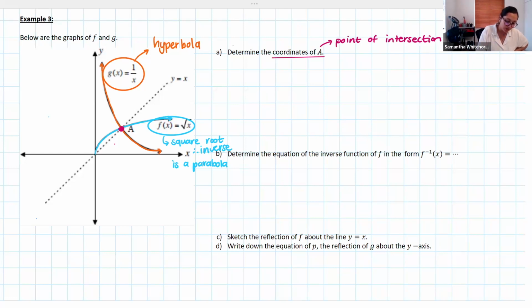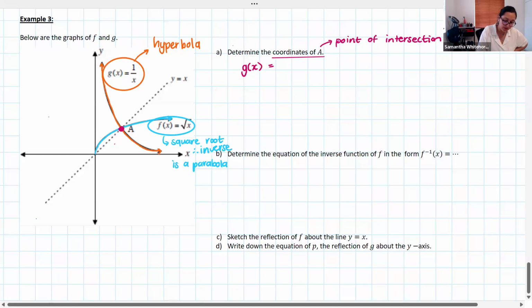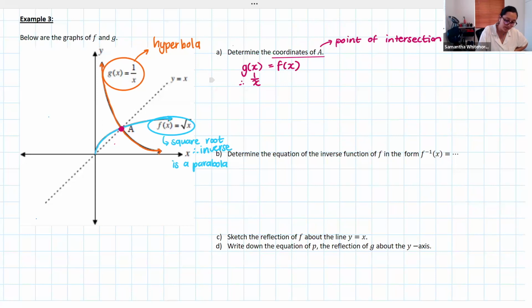So what we want to do is take g of x and make it equal to f of x. G of x was 1 over x. F of x was square root x. And now we solve for x. Now, in a situation like this, get rid of that square root. It's gross. We don't want it. They must go away. To get rid of a square root, we square both sides.